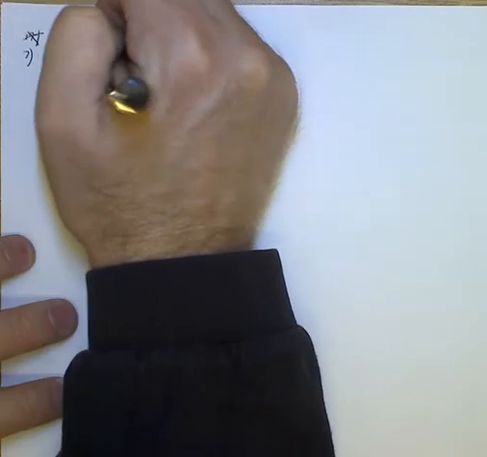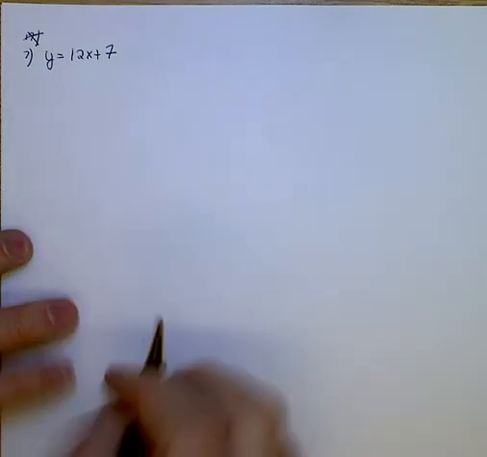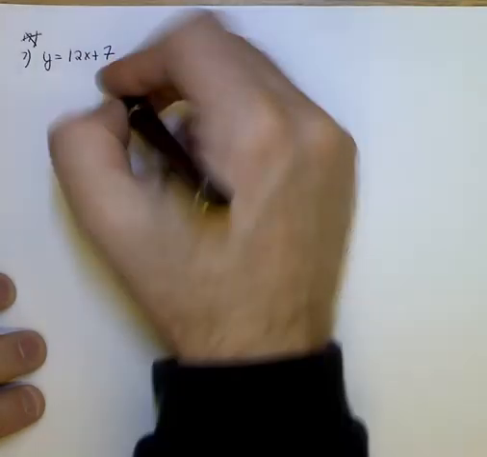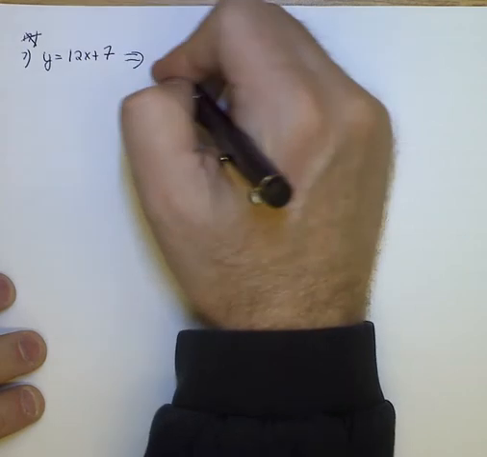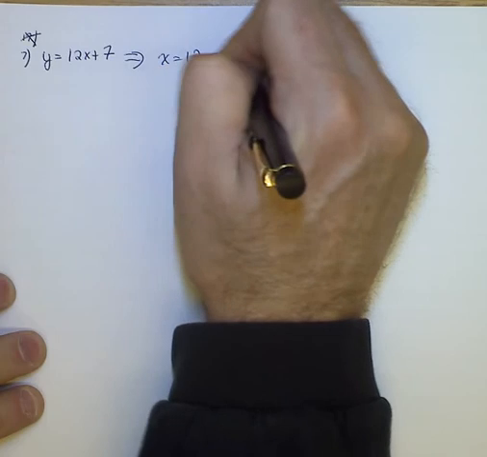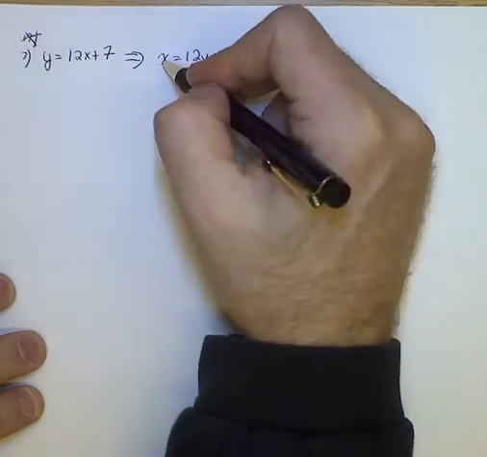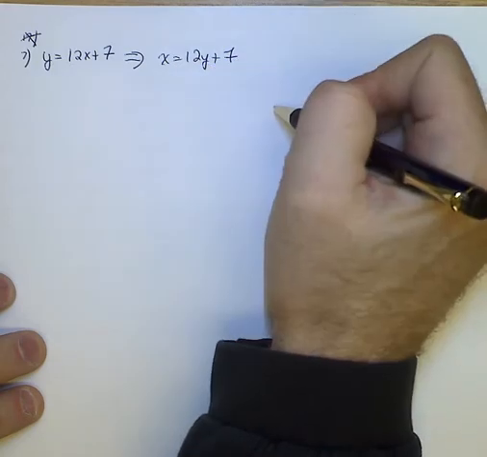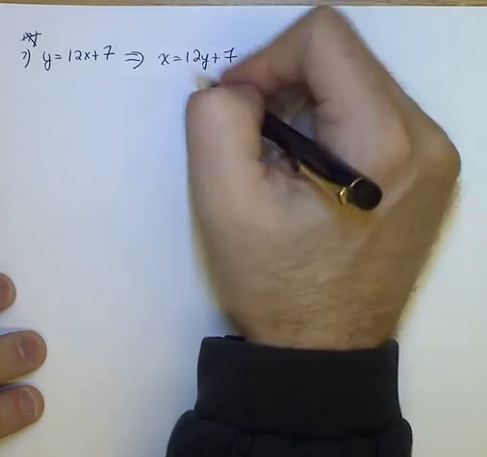y equals 12x plus 7. The easiest way to do this, if you're asked to derive an inverse, is you swap the x's and the y's. So let's rewrite y equals 12x plus 7 as x equals 12y plus 7. Notice where we had y, we have x. Where we had x, we have y. Now you can't leave it this way. You have to use algebra to now solve this in terms of y equals.